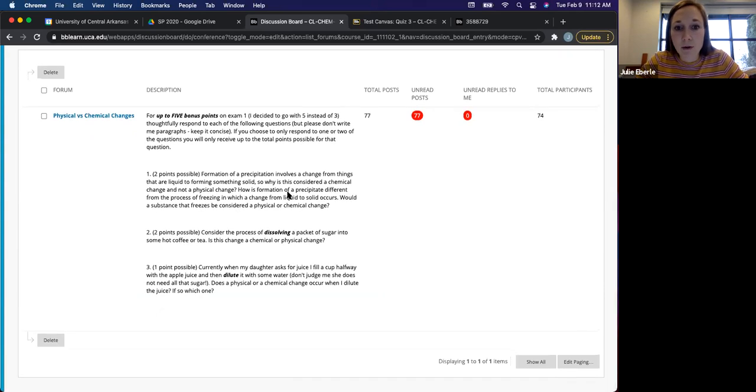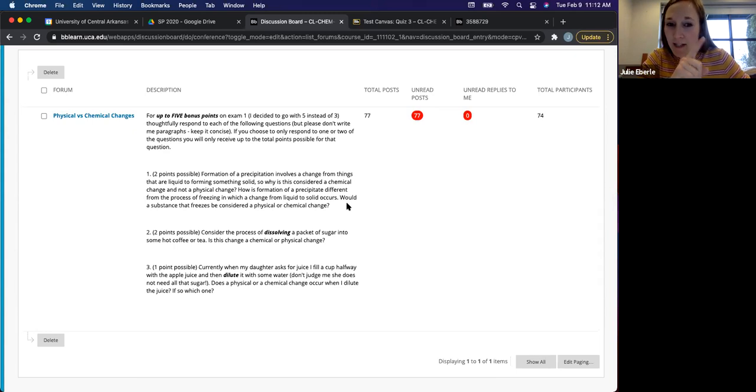Okay, how is the formation of a precipitate different from the process of freezing, in which a change from liquid to solid occurs? So I saw one response. A student said, well, because when you freeze liquid to solid, that implies an absence or an input of heat. So a change in heat is a chemical change.